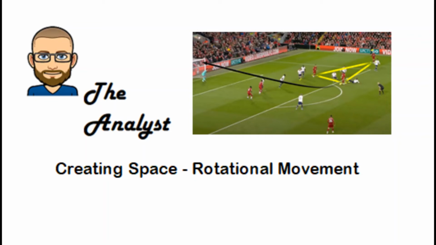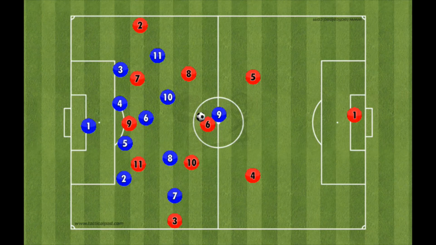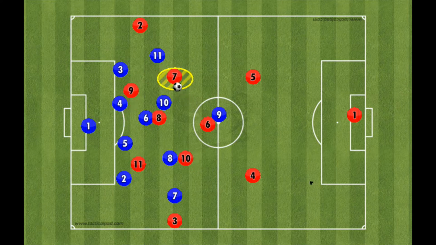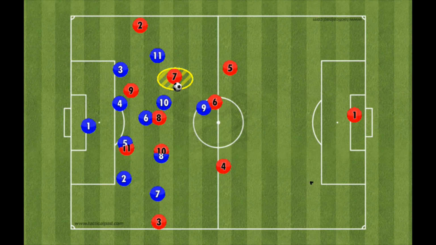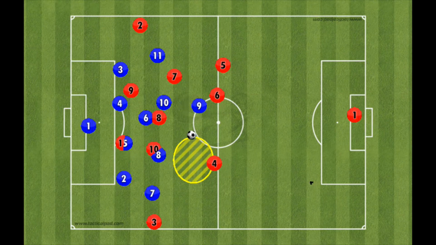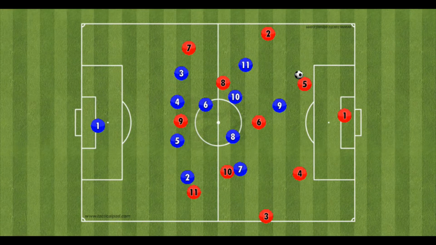Today is the first in our new series, Creating Space. Today we will be looking at rotational movement. Rotational movement is just one way of creating space. Players move from their position, taking their marker with them, vacating space for another player to move into. Triangles and diamonds are used for rotational movement, hence the current 4-3-3 trend.